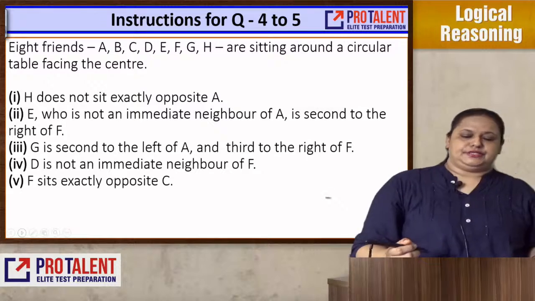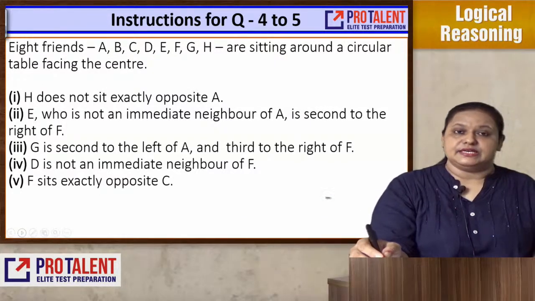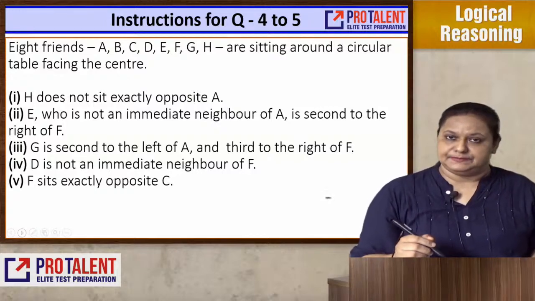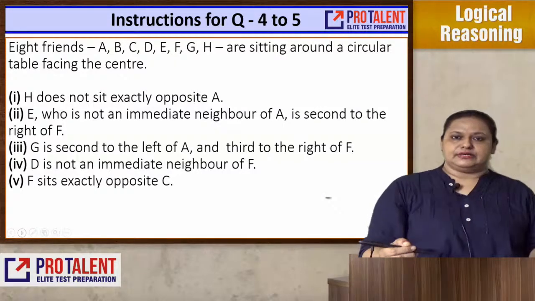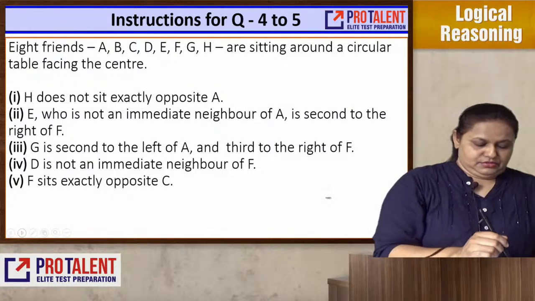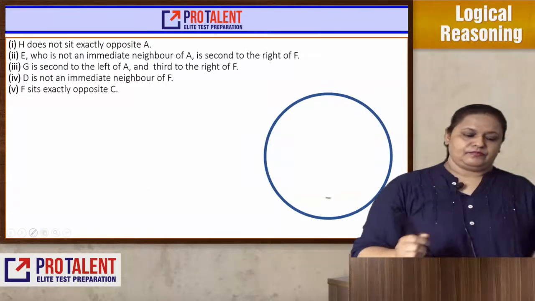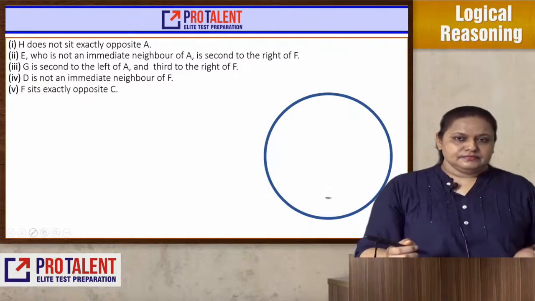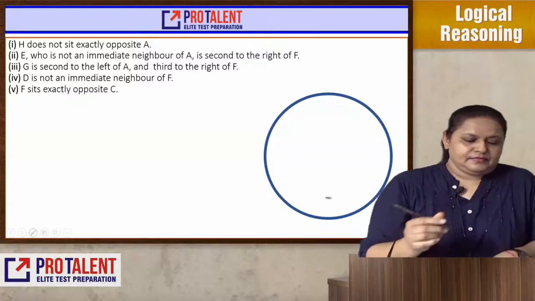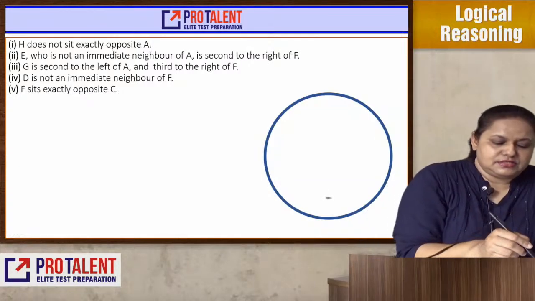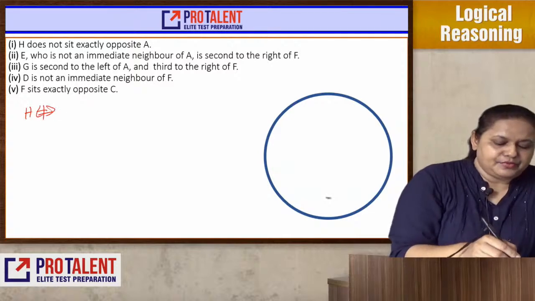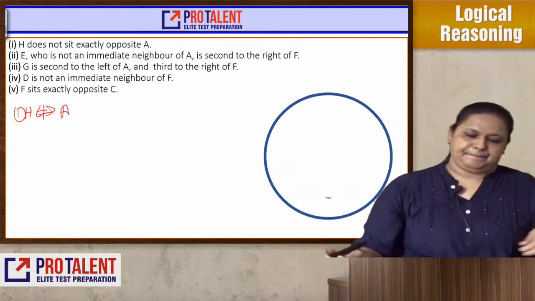Next set of questions. Here 8 people are sitting around a table facing the center. This is the set of instructions given to you. So let's start with this. H does not sit exactly opposite A. This is the first thing.